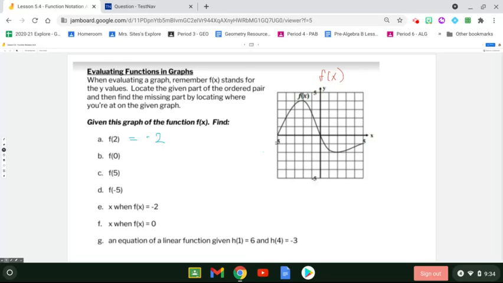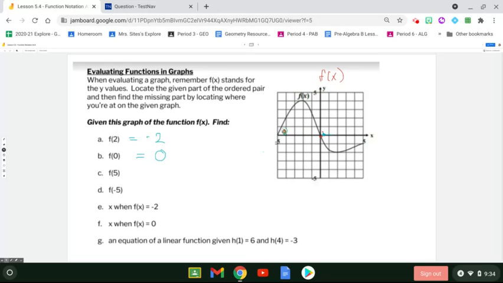When x equals 0, which is right here, where am I on the y-axis, or f of 0? I'm right here on the y-axis. If you draw that line, you're hitting right there at the origin again. So f of 0 is 0.